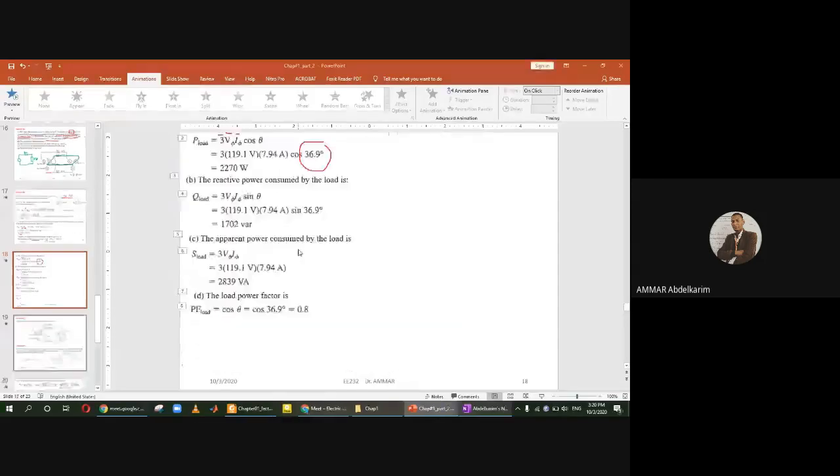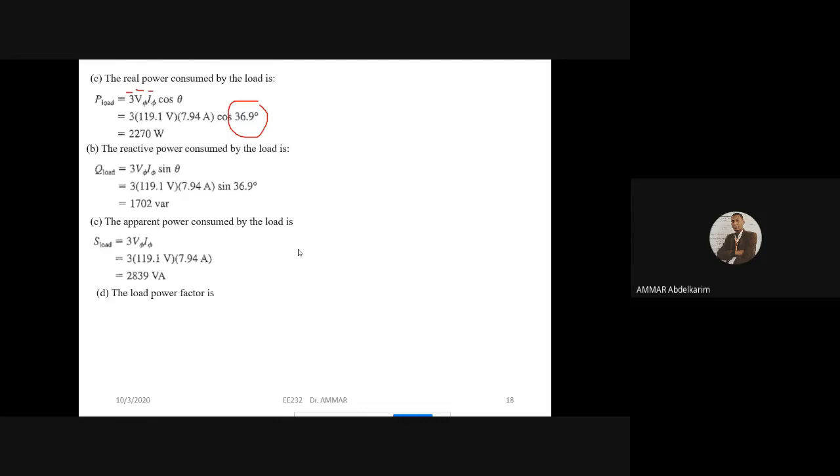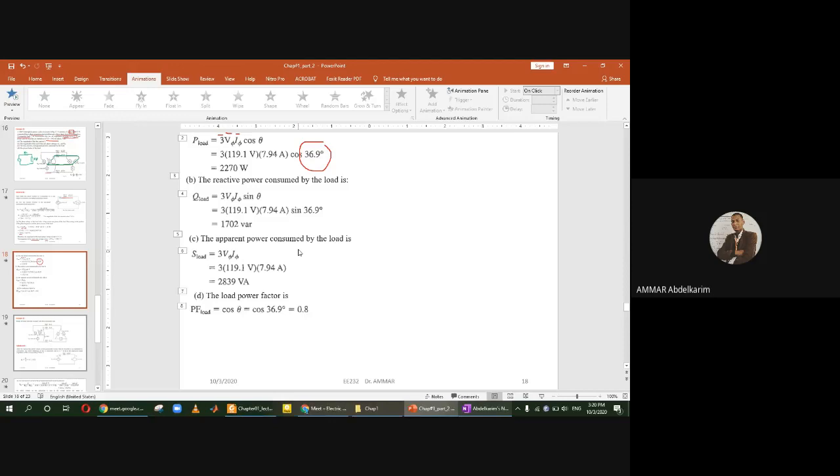Then the power is given with this expression. Also, the reactive power can be measured in the same way. Also, the apparent power can be measured in a similar way. Also, the load power factor can be measured in a similar way, which is cosine of theta.